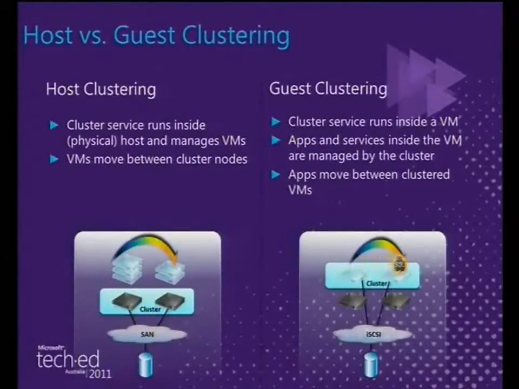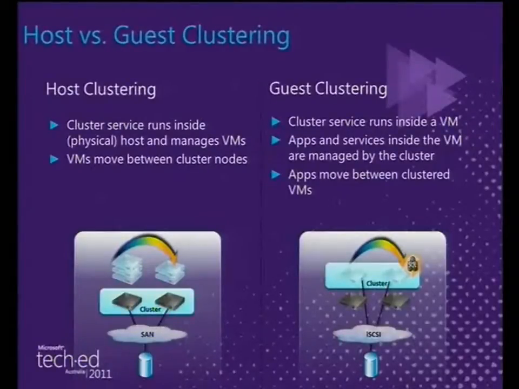There's really two types of clustering that we're going to talk about today, or really two methods. The first method is called host clustering, and you can see from the diagram up there that in this case, what we're doing is we're clustering the physical hosts, could be two or more. The cluster service itself runs inside the physical host and manages the VMs, and the virtual machines can move between the cluster nodes. This is a method that I think should be familiar to most people here.